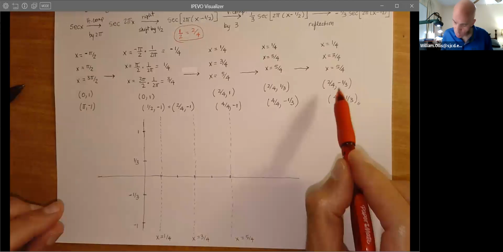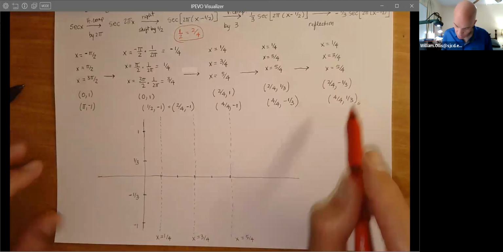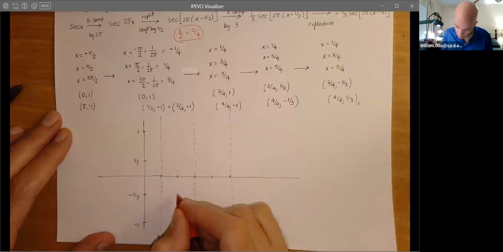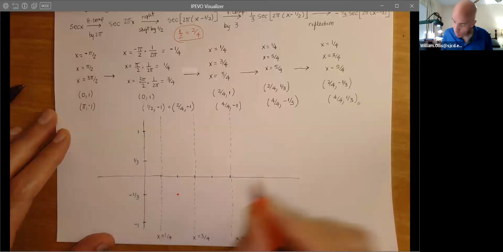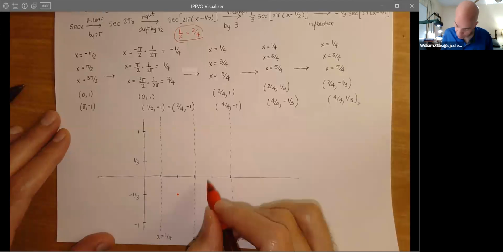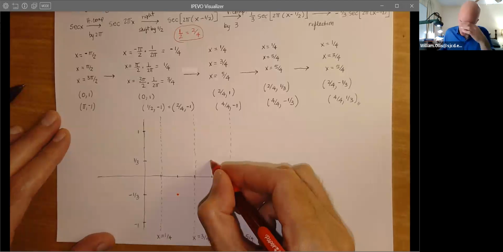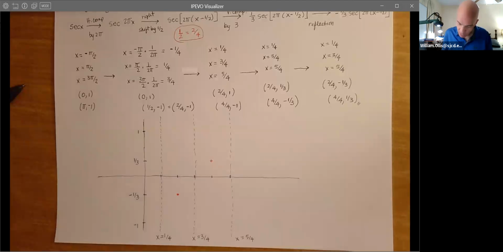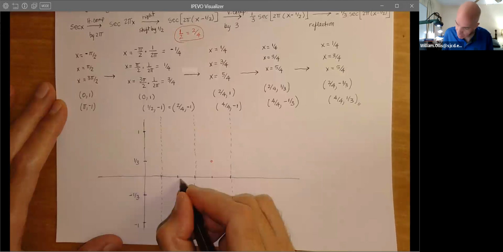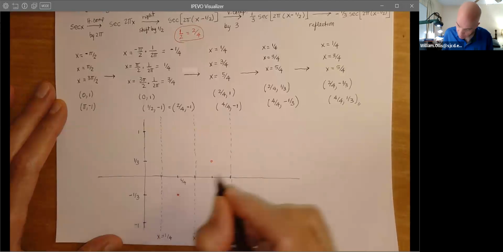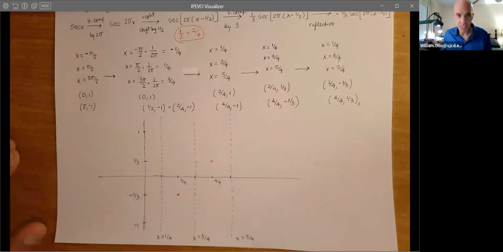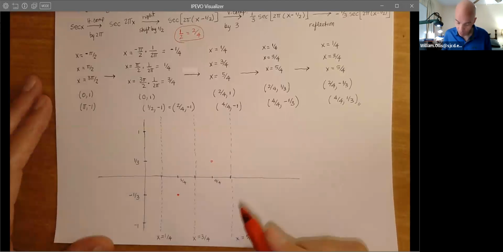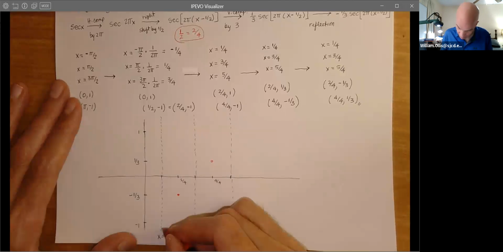So we've got the point 2/4, -1/3. So here's 2/4, -1/3 right here. And then we have 4/4, 1/3 right here. If you like, you can mark this off as 2/4, and then 4/4. I'm writing all these with the same denominator, so it's easier to graph. And then now, of course, we just connect.